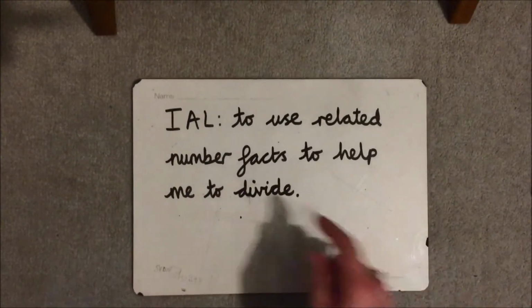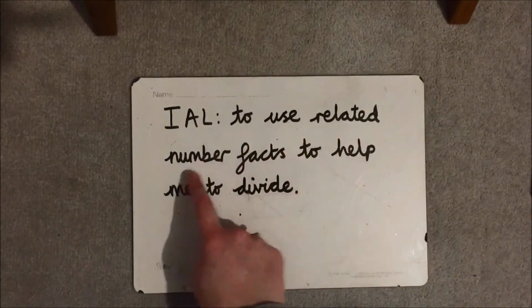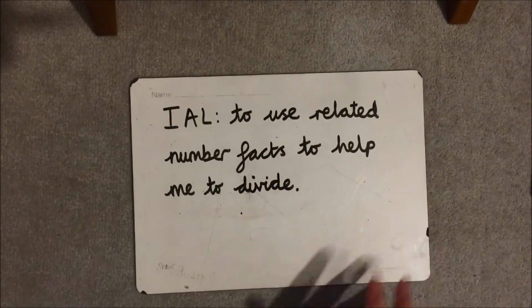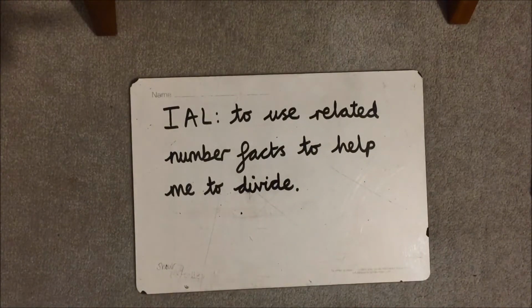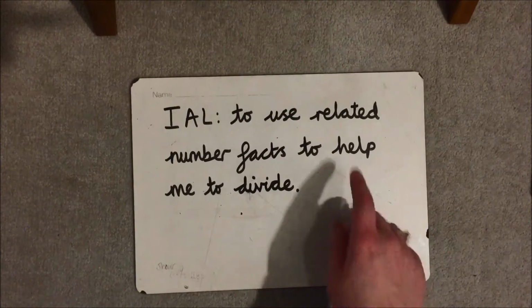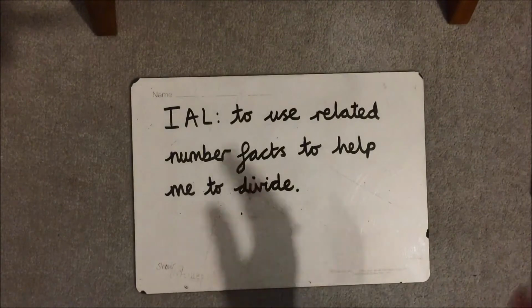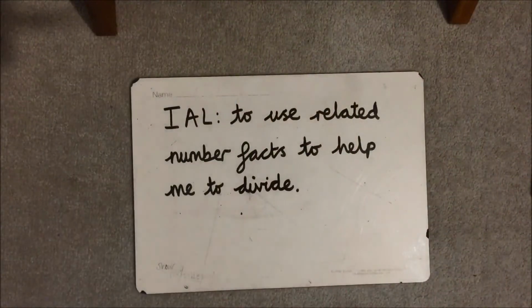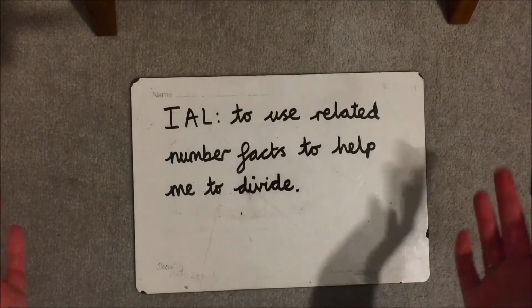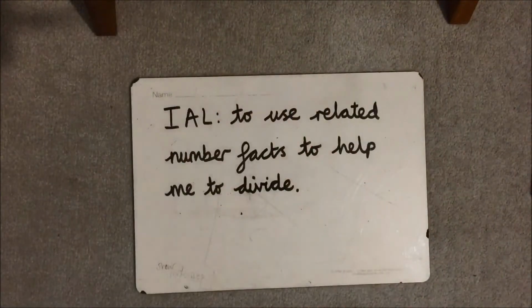Today, we're going to continue with our division. I am learning to use related number facts to help me divide. We're going to use smaller division operations to help us work out bigger division operations. That's why we say they are related number facts, because they link. A little bit like if you have brothers and sisters at home, you're related because you're family. The number sentences we're using are also going to be linked or related. Let's see how they are related.